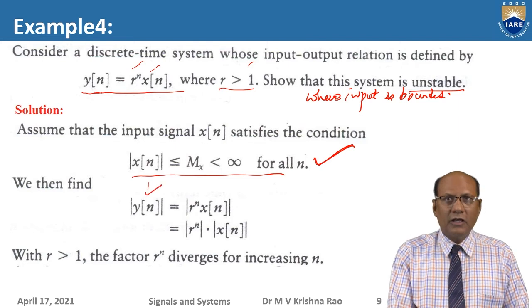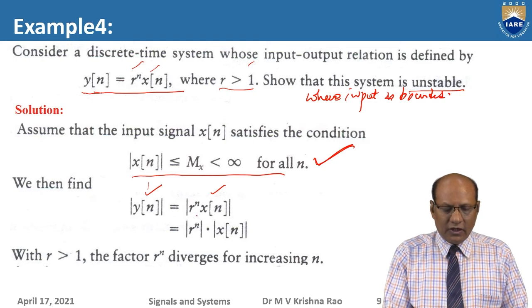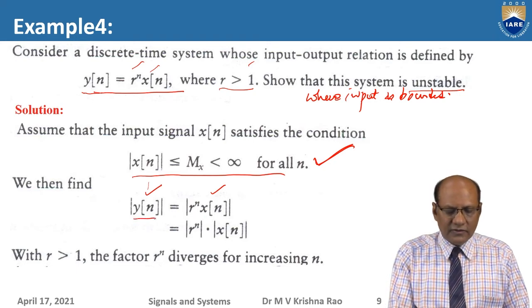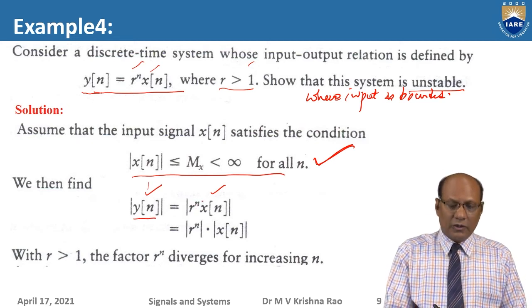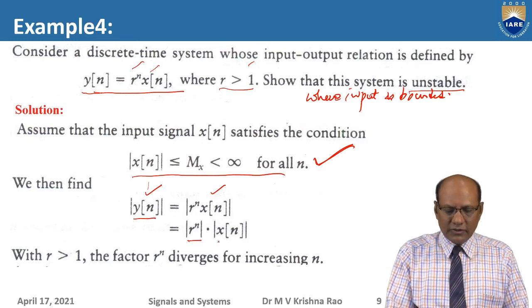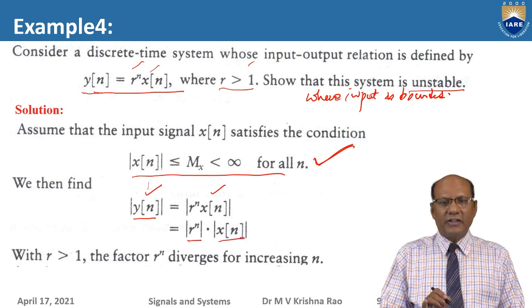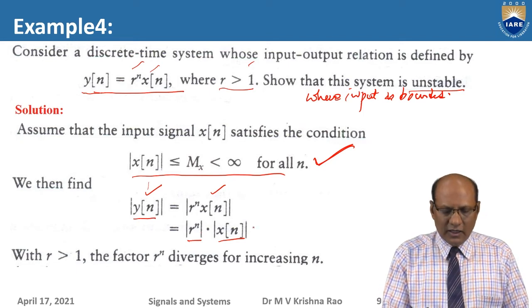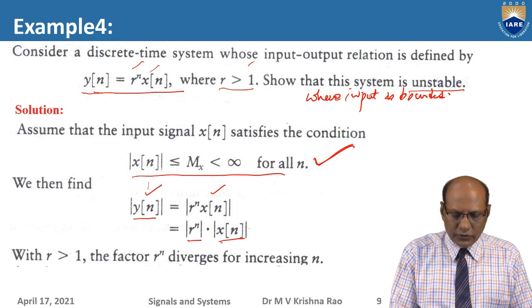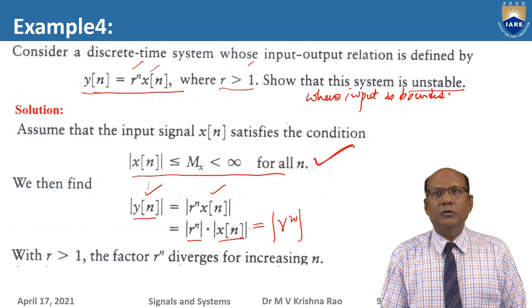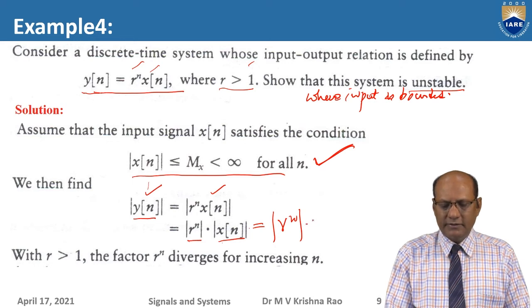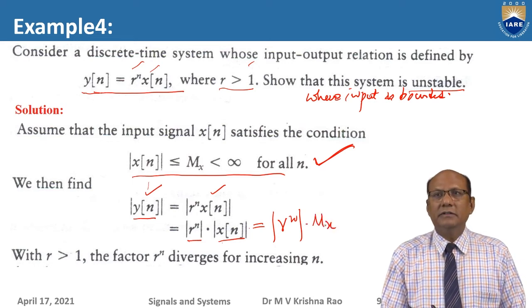Then, as usual, take the absolute value on both sides. Why? r to the power of n is not constant, because it is a function of n, the exponent. So both terms are dependent on n, and nothing is constant here. So taking the absolute value of both terms, I can write this as the absolute value of r to the power of n multiplied by the absolute value of x of n, which is bounded by mx.